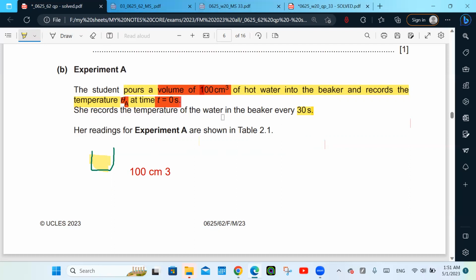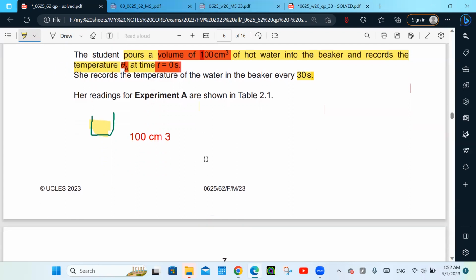And the other control variable here, you should take the same liquid. You chose hot water here, so you should use water each time. Not once water, once vinegar, once oil. No, that doesn't work. You should take the same liquid to get a fair test. Okay. The other thing is that you should use the same volume of water, the same volume each time you take the reading. Why? To get a fair test.